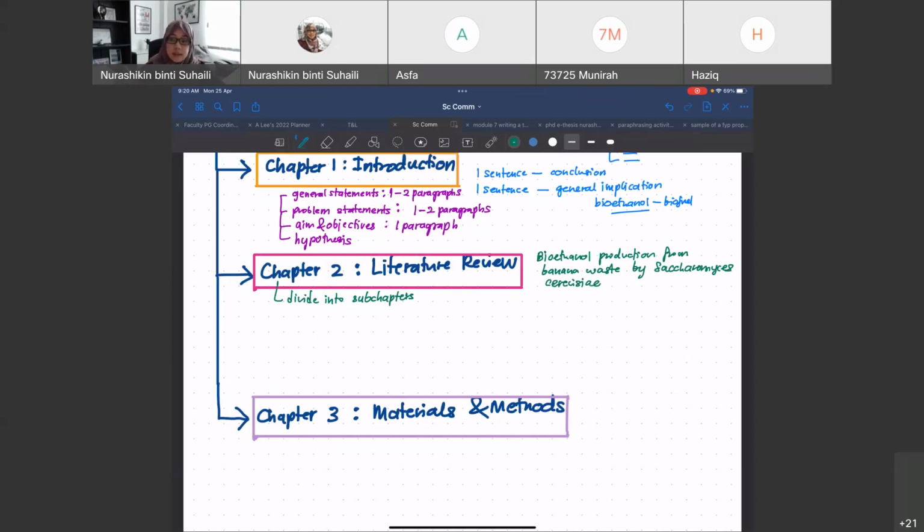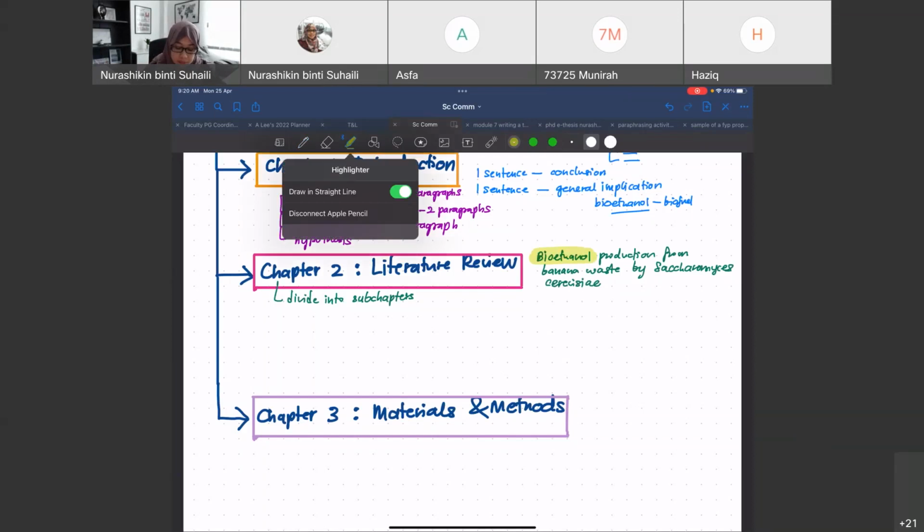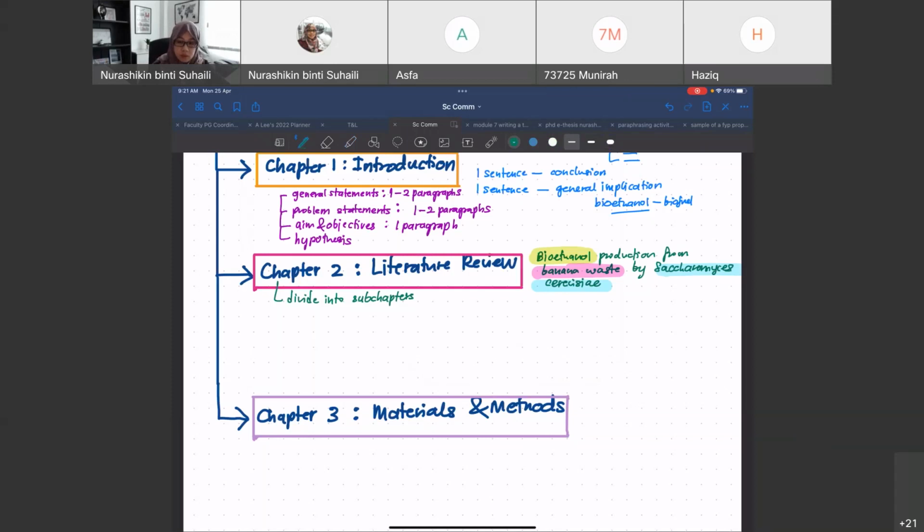So you have to chunk your topic into subtopics. What I mean by chunks here is, you have to know it's made from different subtopics. You have bioethanol, then you have banana waste, and then you have Saccharomyces cerevisiae. So this is how you can divide it into subchapters. Maybe you put first bioethanol. Let's say this is chapter 2.1, all about bioethanol. Starting from the definition, and then what research has been done on bioethanol, previous works, what are the differences, similarities, things like that. So you put it under this subchapter.